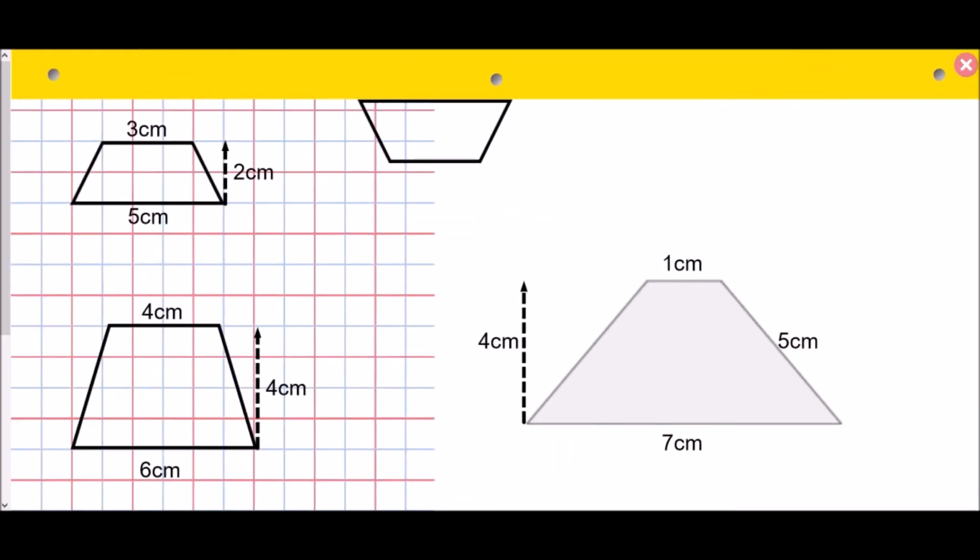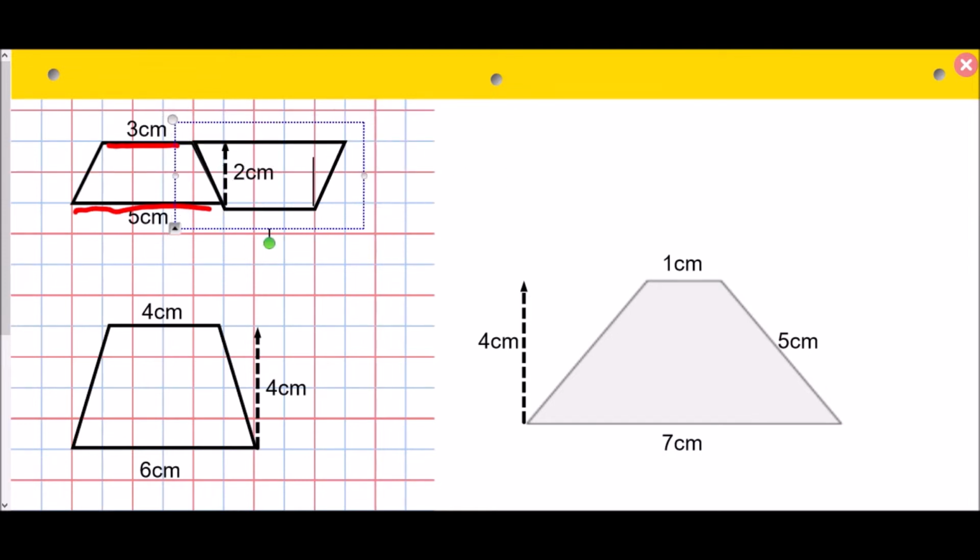And so the last shape we're going to look at is the trapezium. Now a trapezium includes one pair of parallel sides. And those parallel sides in a trapezium are actually different lengths, and that's what makes it a trapezium rather than any other shape.